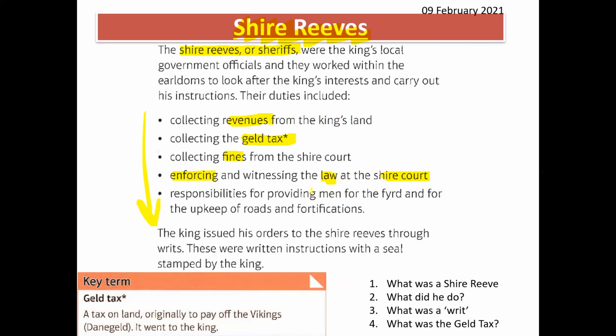that men were provided for the fyrd. More about that later. The upkeep of roads and fortifications. The king himself issued his orders through the Shire Reeves. So when it came to giving out orders to the land, it was the Shire Reeves that were given them, and these were written instructions stamped with a seal.